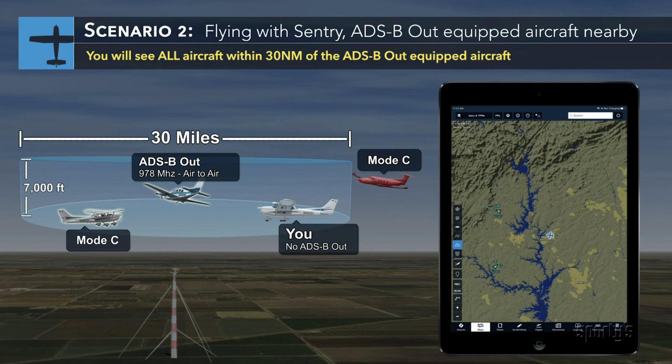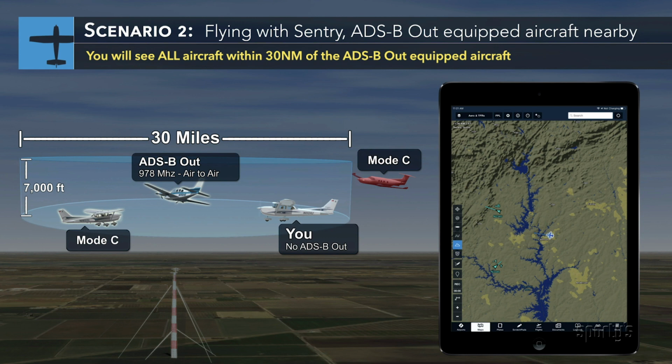But this is still something you'll run across if you have an airplane that does not have ADS-B out, but you're flying with Sentry. You'll see not just that ADS-B out target, but you'll also see that other Cessna at about your 10 or 11 o'clock. The thing to note there is that that's actually a Mode C target. So we are seeing him because that ground station is rebroadcasting his position.